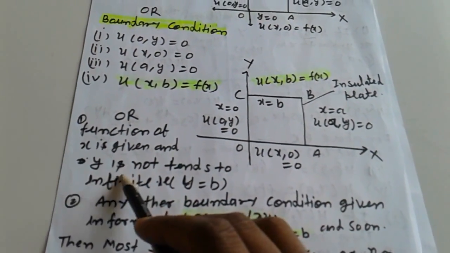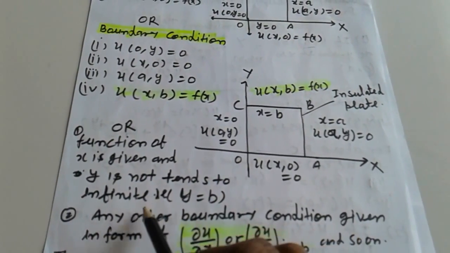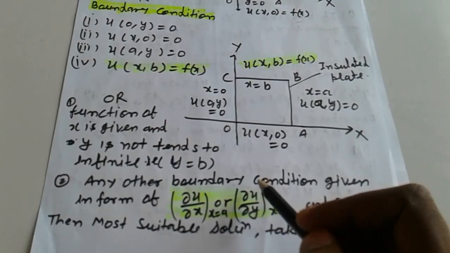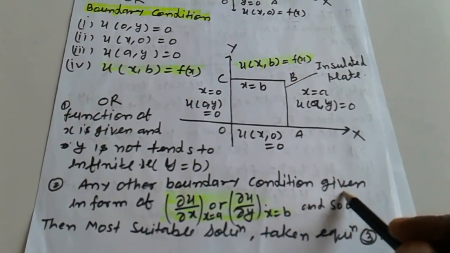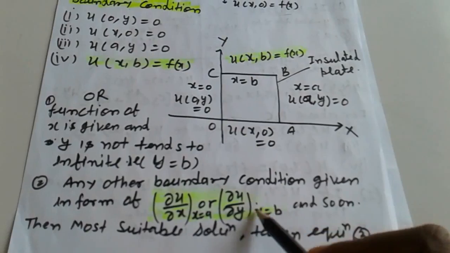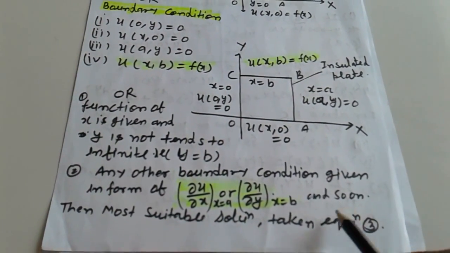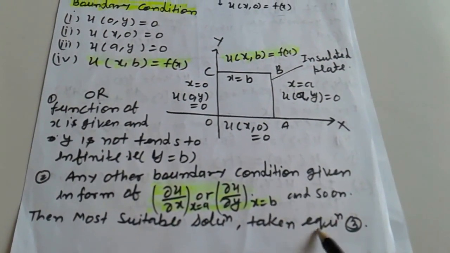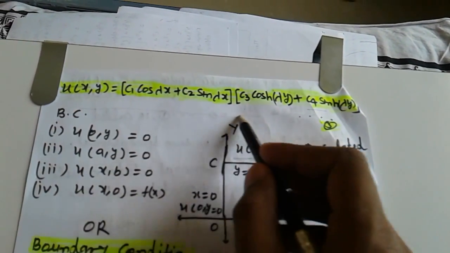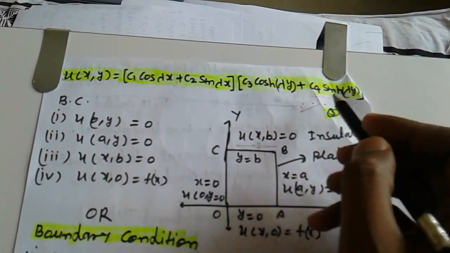And u is not tending to infinity, that is, suppose at y = b there is any other boundary condition given in the form of ∂u/∂x at x = a, ∂u/∂y at y = b, and so on. In that case, the most suitable solution taken is equation number 3.